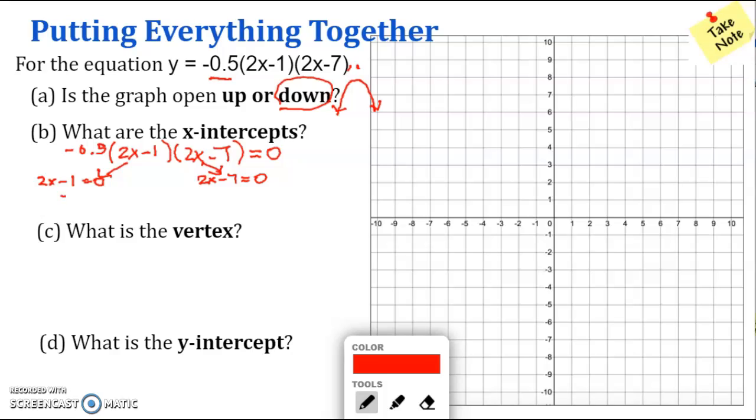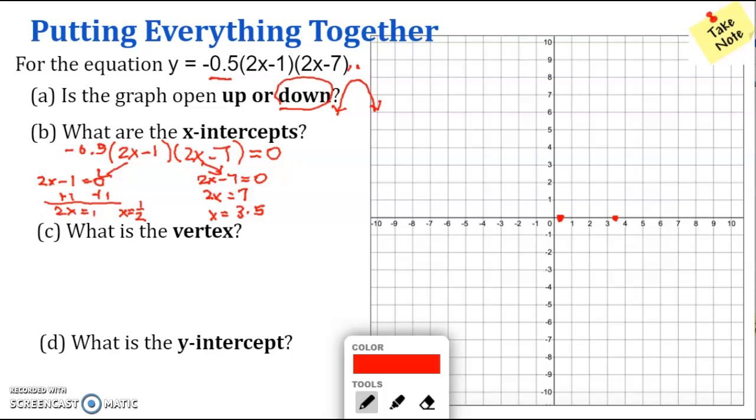So we add 1 to both sides to get 2x is equal to 1, so that means divide both sides by 2 and you get x is equal to half. So my x-intercept is half comma 0. So half comma 0 means it will be right here. What about my other x-intercept? 2x minus 7 equals 0, adding 7 to both sides, 2x is going to be 7. Divide both sides by 2. You get x is going to be equal to positive 3.5. Okay, so positive 3.5 is right here.